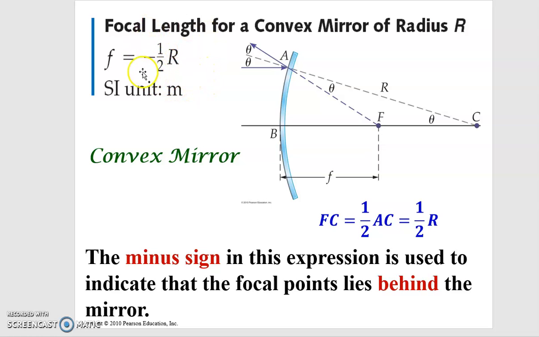But here I put an additional negative sign. What does the negative sign mean? It simply reminds you that the focal point is behind the mirror. And for sure, R is a distance, so the SI unit for the focal length is also meters. So this is for the convex mirror.